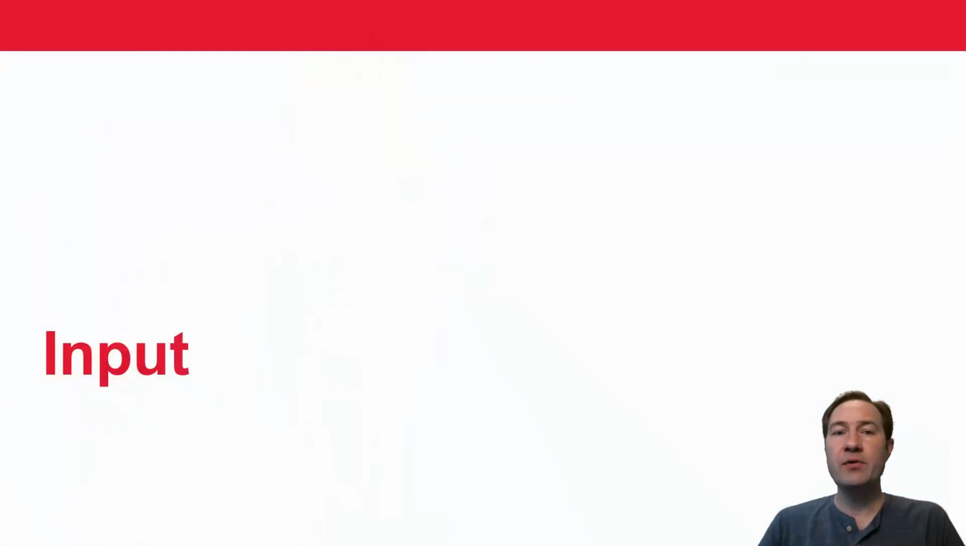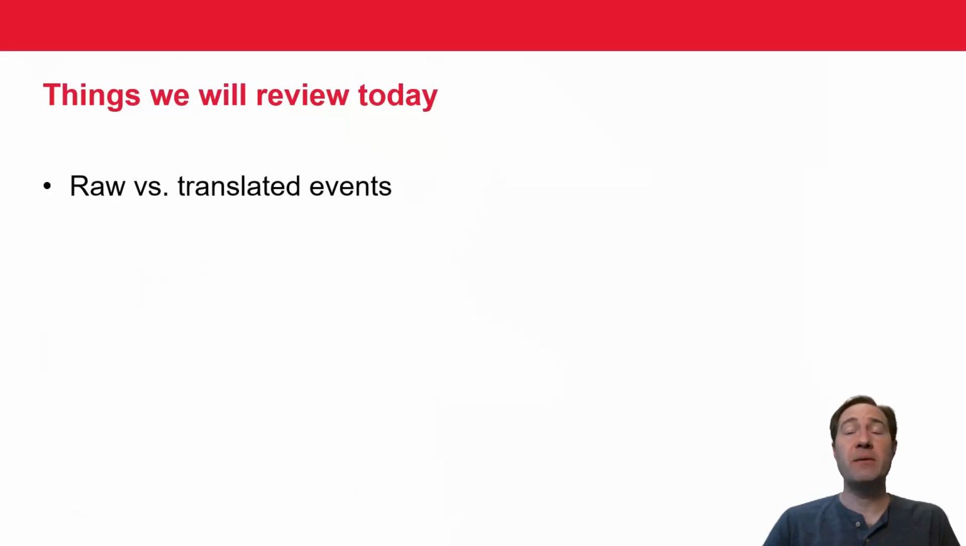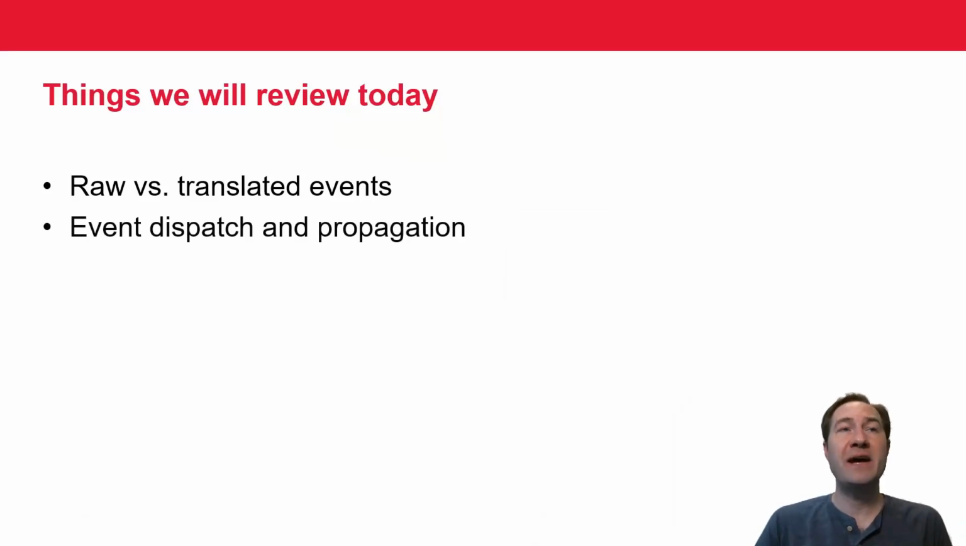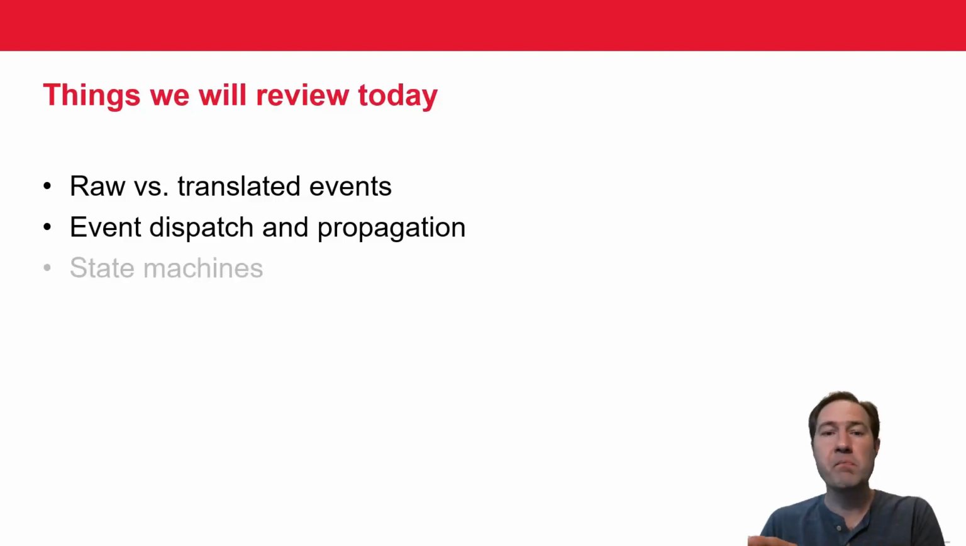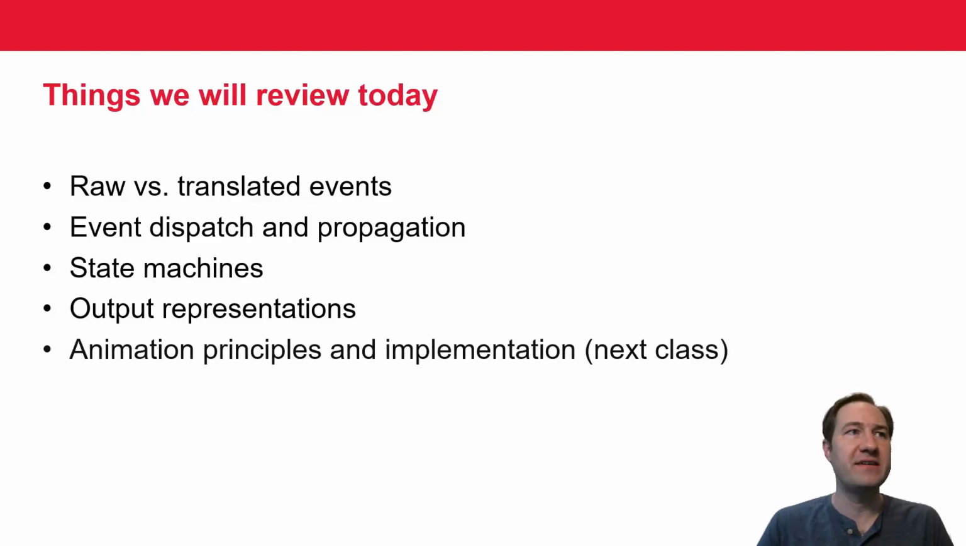When we think about inputs, most of the interactions that your user has with your UI involve a lot of these inputs and what happens from there. I want to get into a little bit about how the HTML, CSS, JavaScript world handles these events. We're going to talk about them as both raw and translated events. Dispatch and propagation we probably won't get to in this lecture, but I definitely encourage you to look at it in the reading. But we will think about this as a state machine, and output representations we will likely get to next time as well.